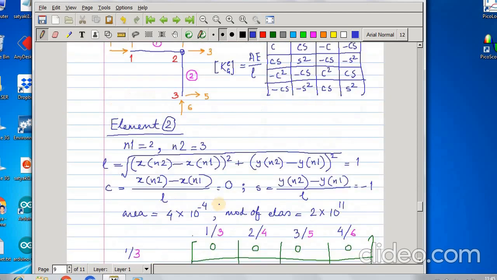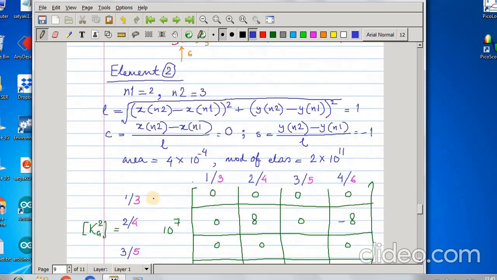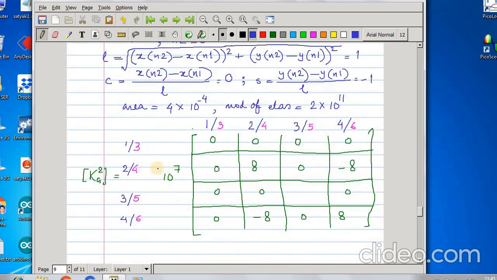Similarly, if you consider element 2, the length is 1. Since it is on the vertical line, the x's are the same, so cos is 0, and sine is minus 1 because yn2 is below yn1 and we are taking y in the upward direction. Again, if you put the values, it should be 8 into 10 to the power 7. We have taken 10 to the power 7 common and so on.